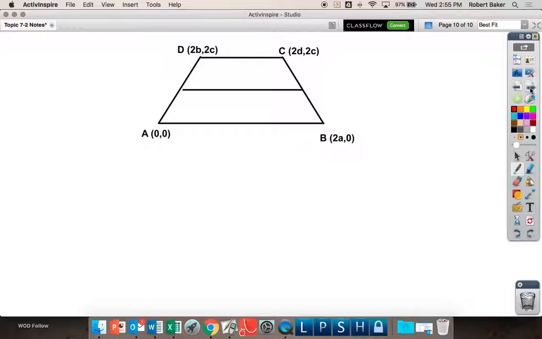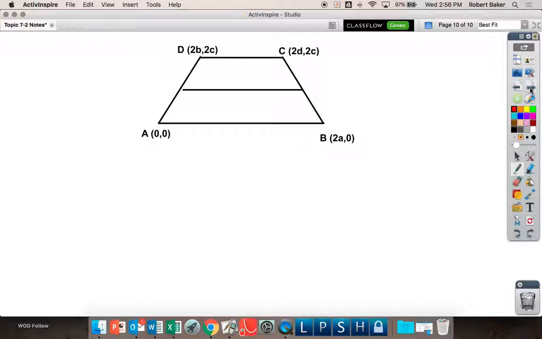So if I'm going to prove this, I need to know three things. I need to make sure the top plus the bottom divided by 2 equals the length of the line in the middle. I need to know three lengths. The length of the top, or the length of the bottom, or the length of the one in the middle. Where do you want to start? We have to find a length of something.